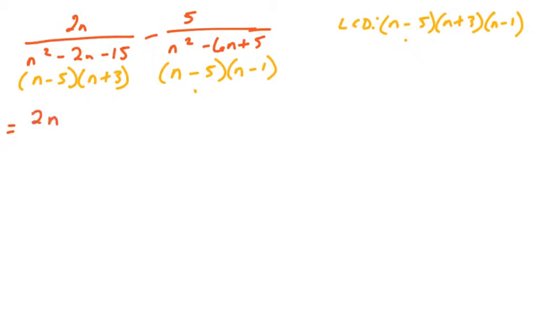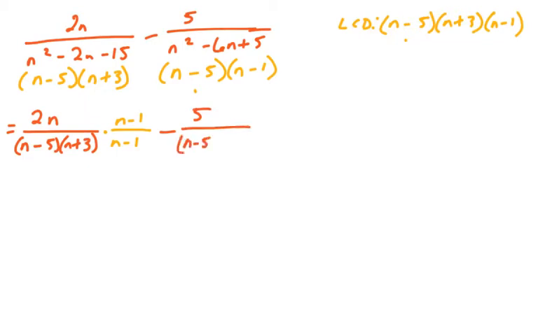So we have 2n over n minus 5, n plus 3, and this one is missing the factor of n minus 1. So we have to multiply the numerator and the denominator by n minus 1. The second fraction, we have 5 over n minus 5 and n minus 1. And we have to multiply that one by the missing factor, which would be the n plus 3.